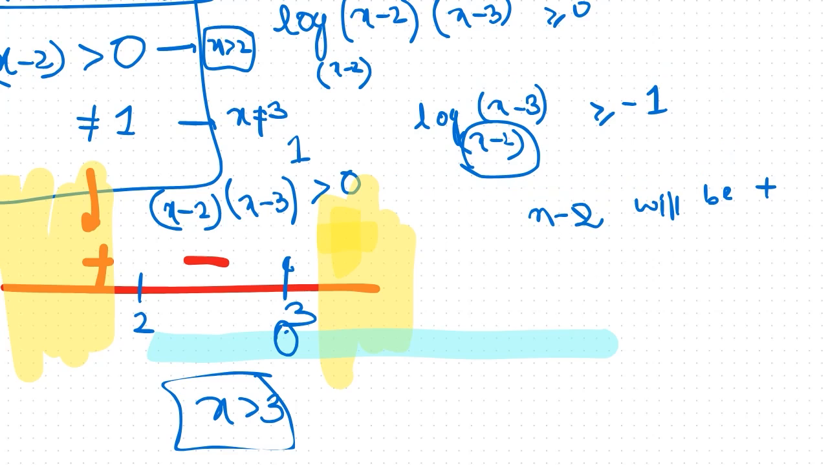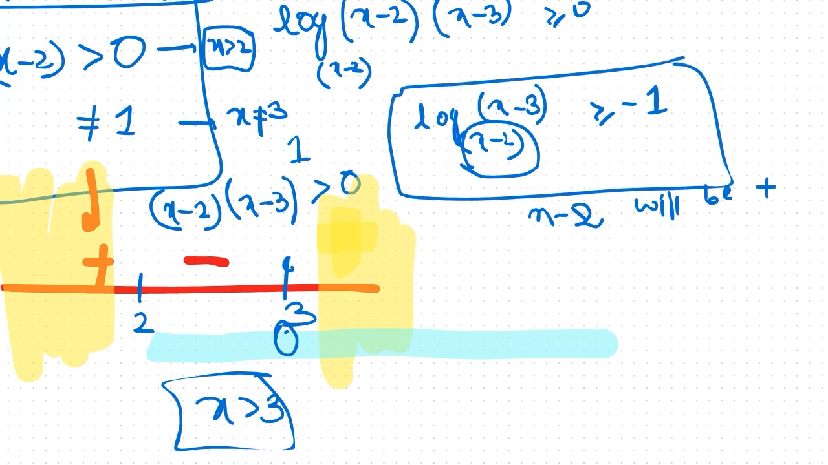So for now we know which parts are positive. So far we have found the domain. Now that we have found the domain, we have restricted the x values. We need to solve this directly.